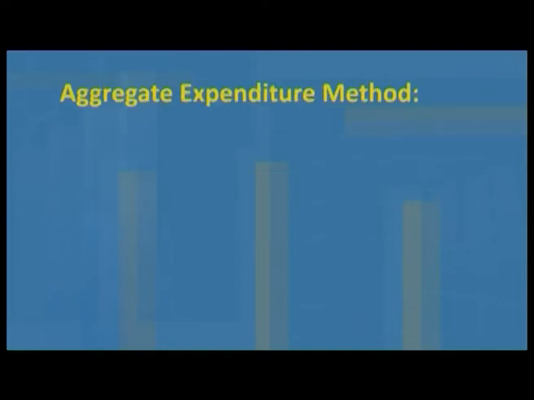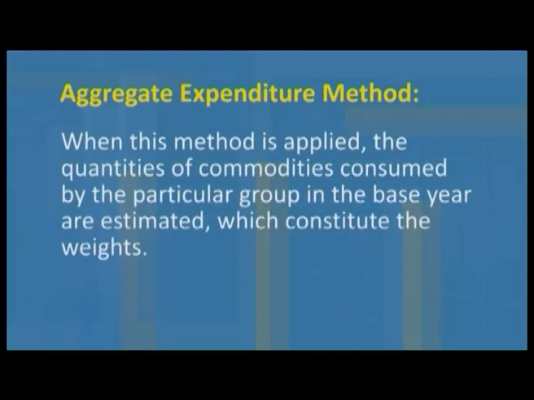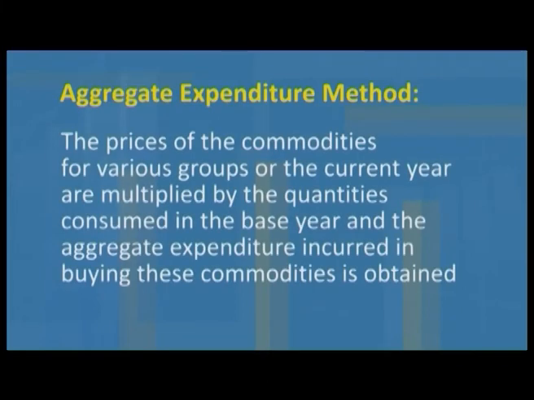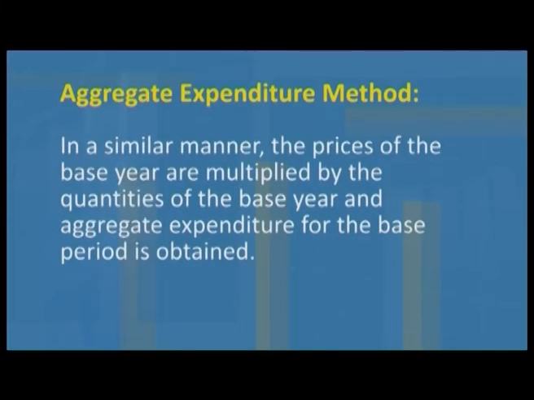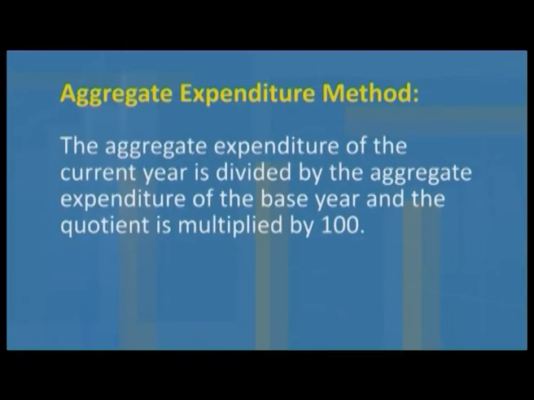Aggregate expenditure method. When this method is applied, the quantities of commodities consumed by the particular group in the base year are estimated, which constitute the weights. The prices of the commodities for various groups for the current year are multiplied by the quantities consumed in the base year, and the aggregate expenditure incurred in buying these commodities is obtained. In a similar manner, the prices of the base year are multiplied by the quantities of the base year, and aggregate expenditure for the base period is obtained. The aggregate expenditure of the current year is divided by the aggregate expenditure of the base year, and the quotient is multiplied by 100.